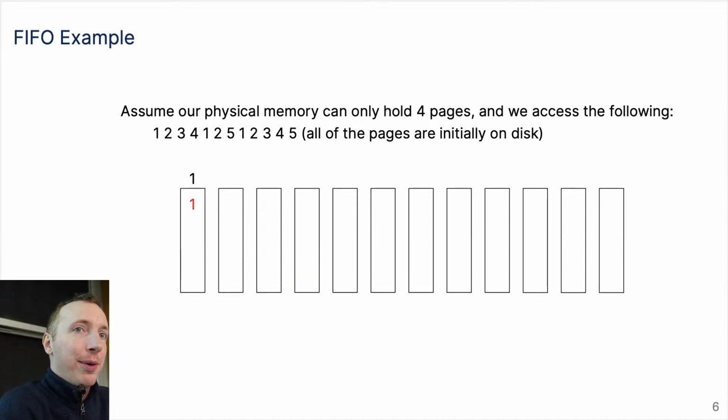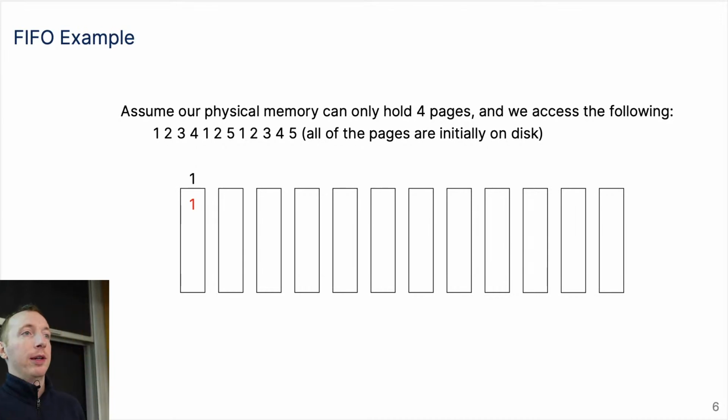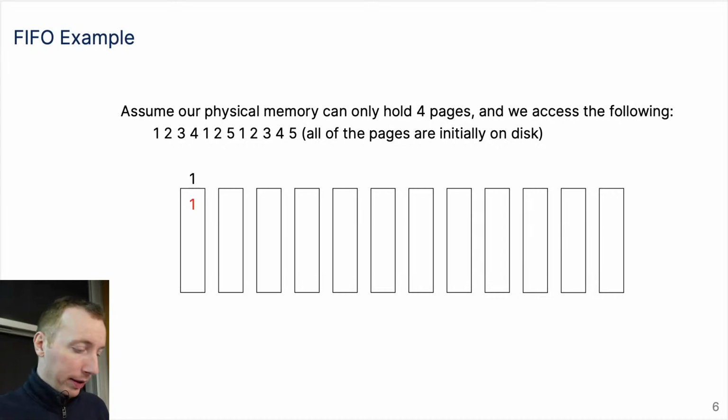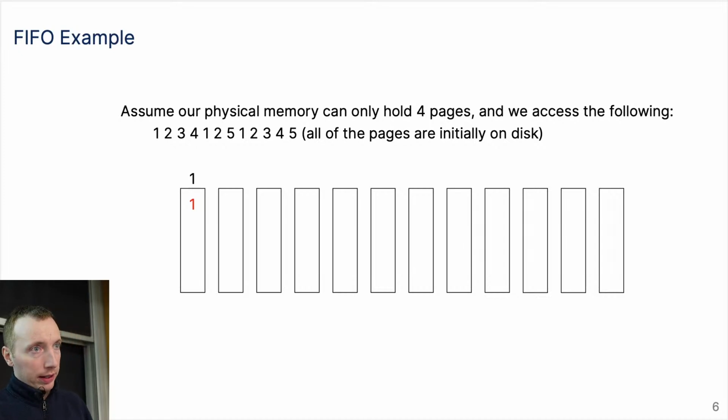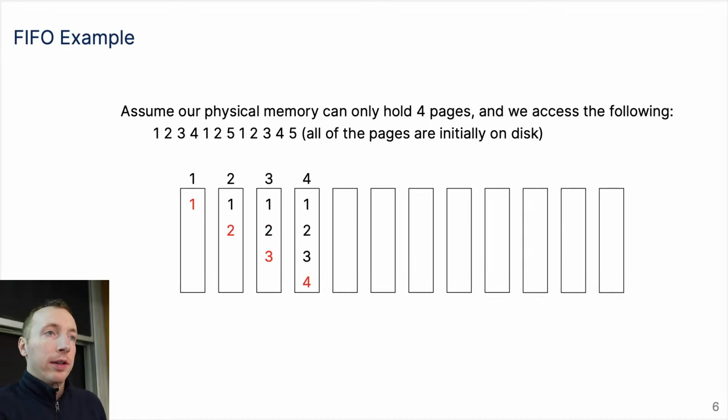Okay, well, let's go at it with a FIFO example, or first in, first out. So in this example, our first 4 page accesses are going to look exactly the same. There's nothing in memory, everything is on disk. So if we access page 1, we have to load it in. It's a page fault, page 2, page 3, and page 4. So these are our first 4 page faults, and now our memory is full, and we have the pages 1, 2, 3, and 4 in.